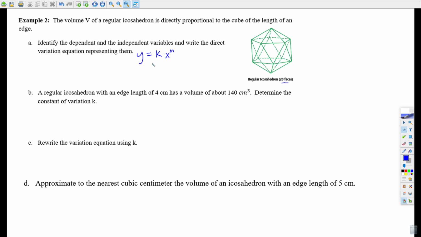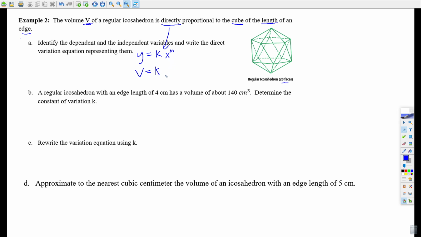And then I'm going to rewrite this equation as I read the original statement up here again. So what was it saying? The volume V. As I read, I'm going to replace these variables. I'm starting with V, so instead of writing y, I'll write V equals. The volume V of a regular icosahedron is directly proportional. So we know to use this formula anyway, because it said the word directly. To the cube of the length of an edge. What we don't know is k. That stays there. We'll get a number for that in a little bit.